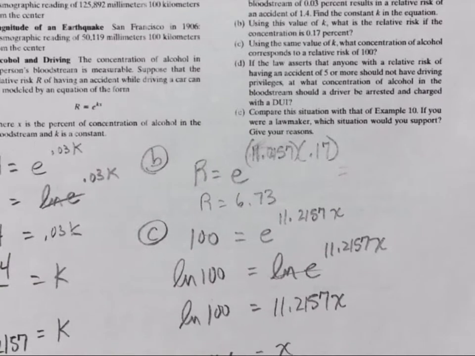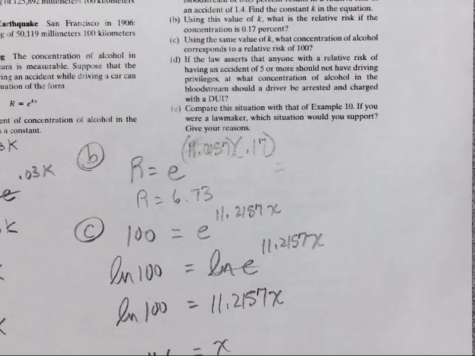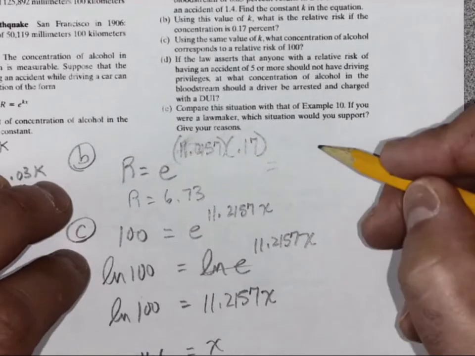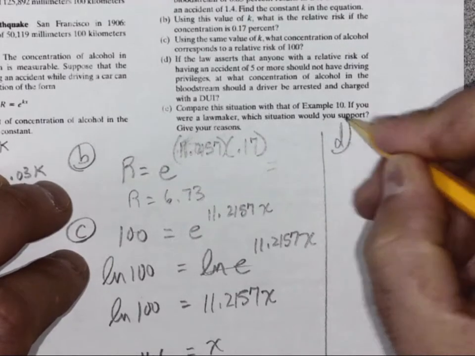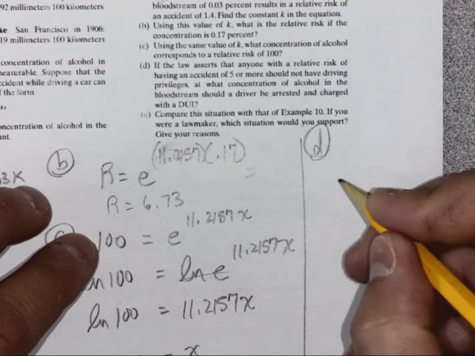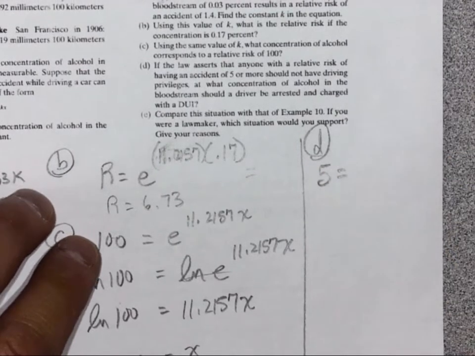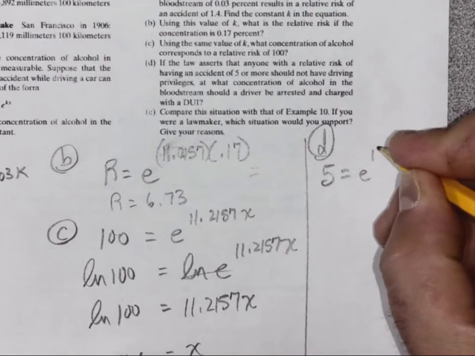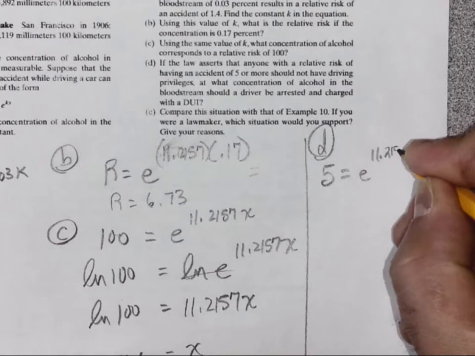D says, if the law asserts that anyone with the relative risk of having an accident of 5 or more should not have driving privileges, at what alcohol concentration in the bloodstream should a driver be arrested and charged with a DUI? Okay. So let me organize this. So this is D. So then basically we want to find the alcohol concentration that goes with the risk of 5.